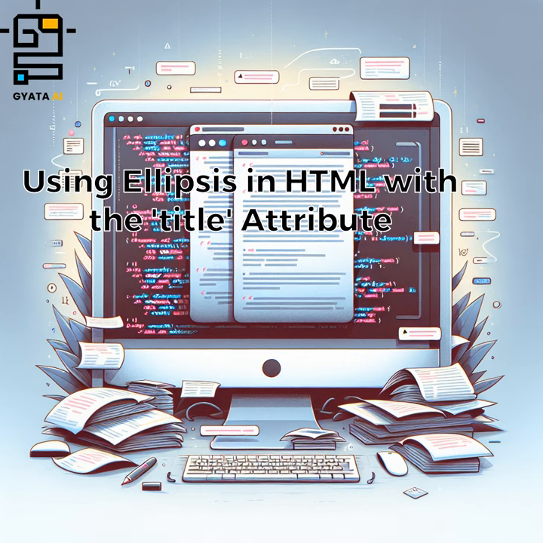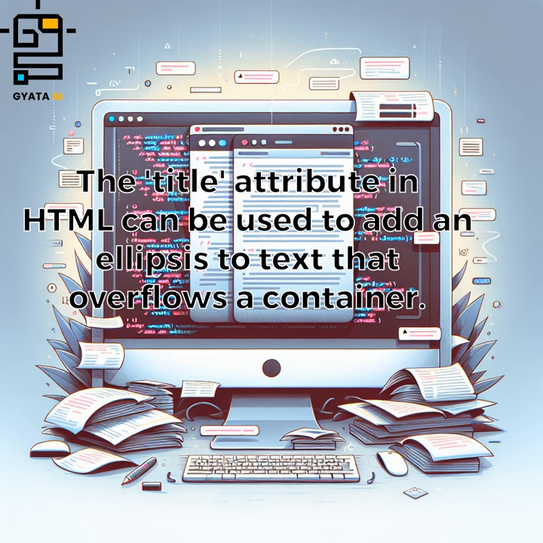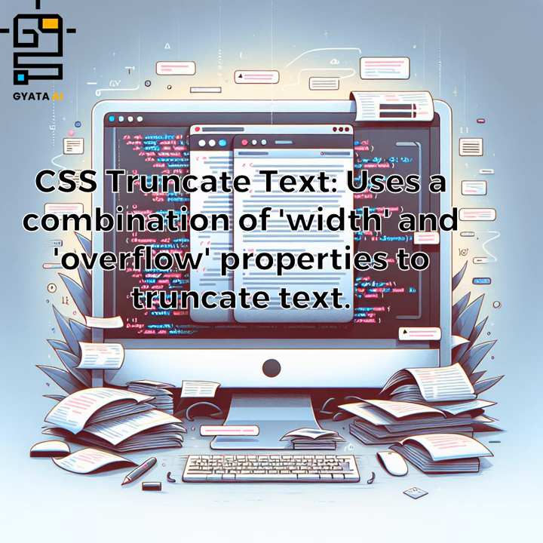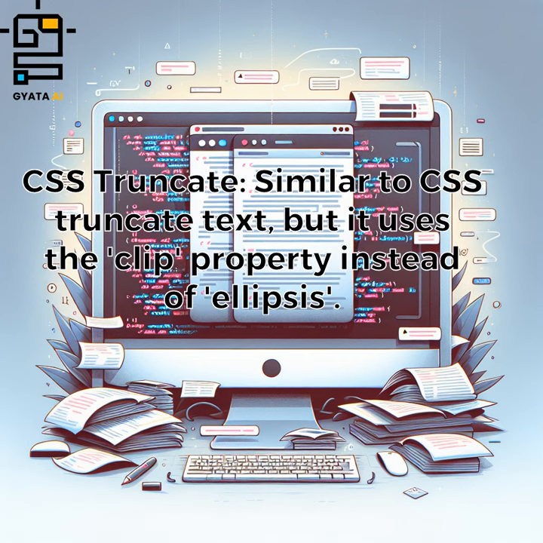Using ellipsis in HTML with the title attribute. The title attribute in HTML can be used to add an ellipsis to text that overflows a container. Truncating text with CSS, alternative methods to text overflow ellipsis. CSS truncate text uses a combination of width and overflow properties to truncate text. CSS truncate is similar to CSS truncate text, but it uses the clip property instead of ellipsis.